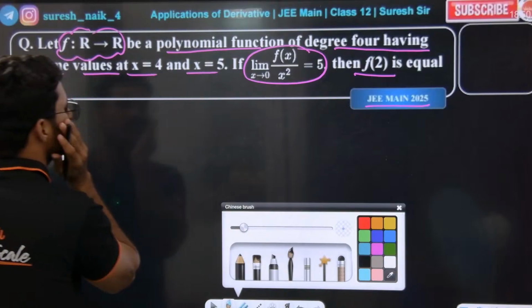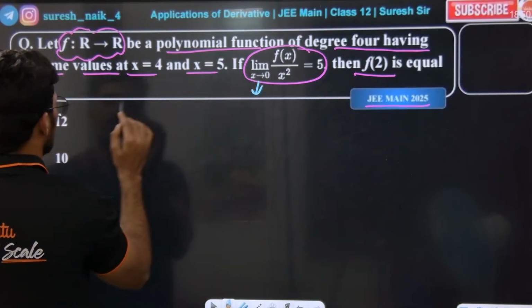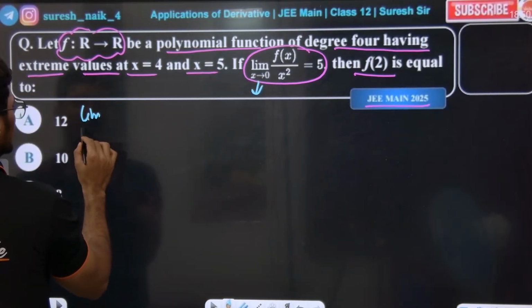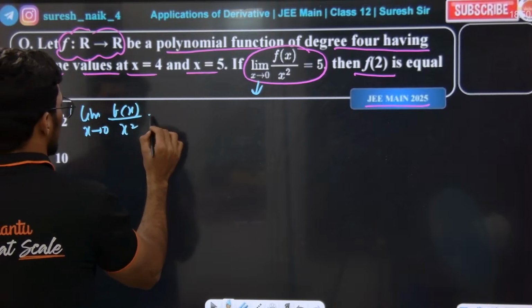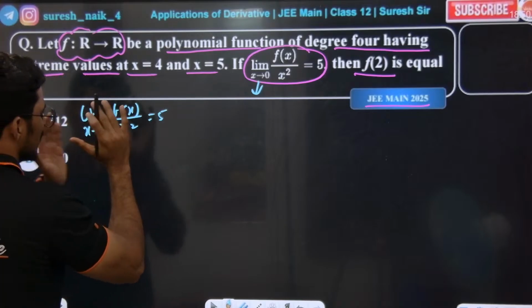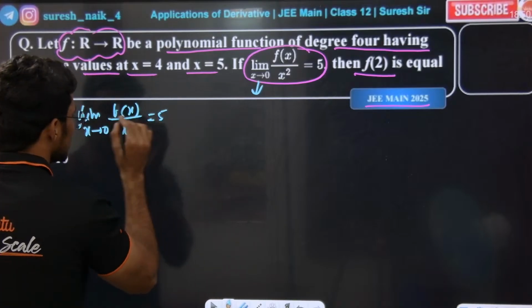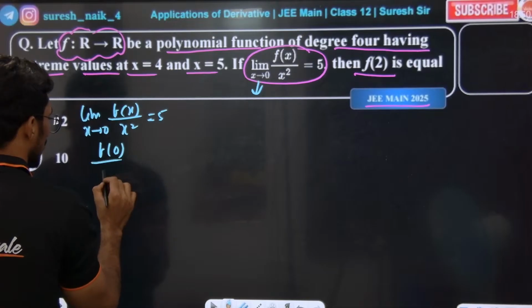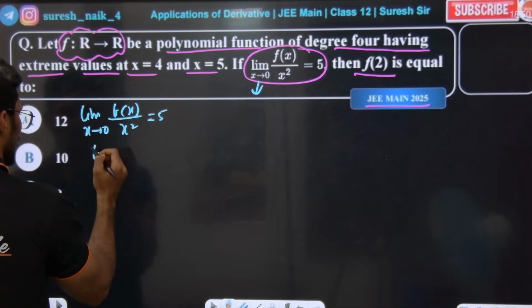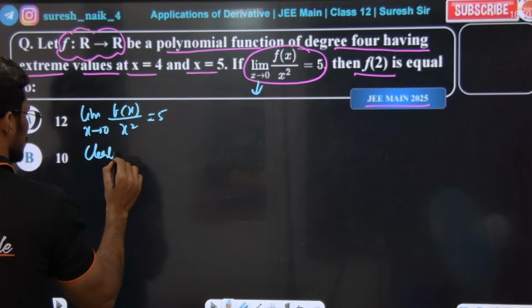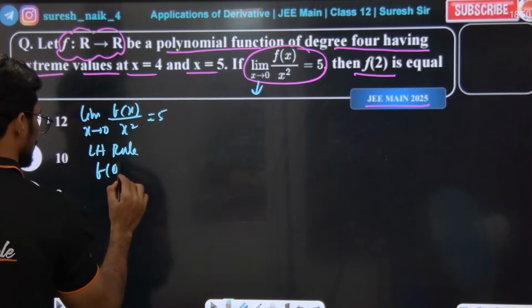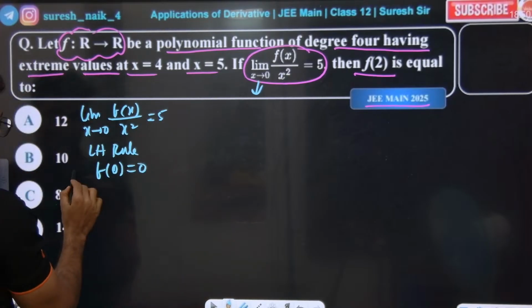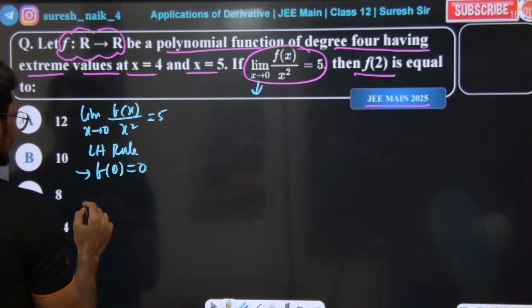Guys, what they are saying is, first let us do this. First we need to find the polynomial f of x. They have given a 4th degree polynomial, and the limit of f of x by x square is equal to 5. Guys, this limit is defined. Now if we put x value 0, f of 0 will come, and the denominator is 0. So by L'Hopital's rule f dash of 0 must be 0. Okay? This is one condition.